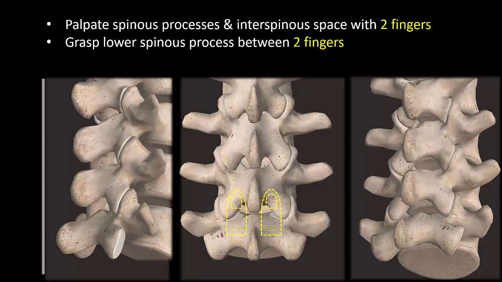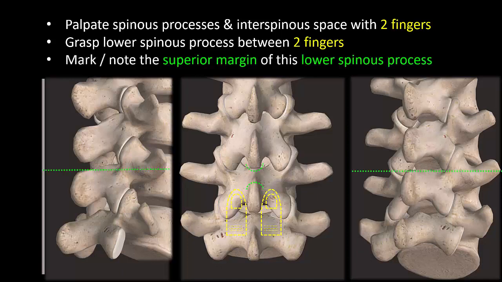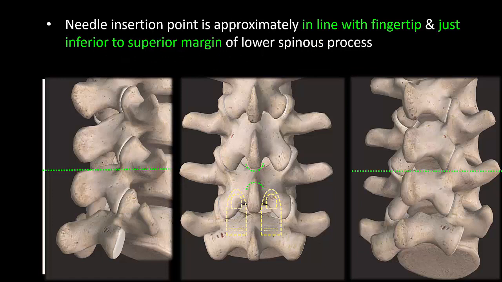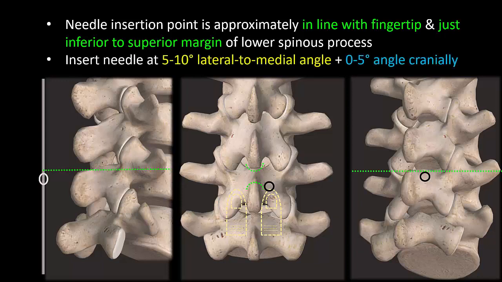Grasp or straddle the lower spinous process with the 2 fingers. Mark or note the superior margin of this spinous process as well as its lateral border. The needle insertion point is just inferior and lateral to the superior margin of the lower spinous process, which is roughly in line with your fingertip if your fingers are straddling the spinous process. The needle is inserted at a very small lateral to medial angle, no more than 5 to 10 degrees. The caudal to cranial angle should be even smaller to begin with.